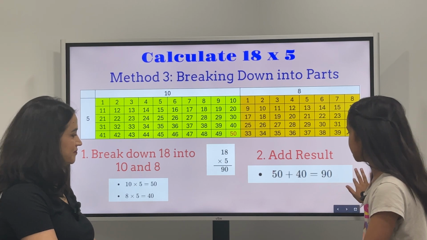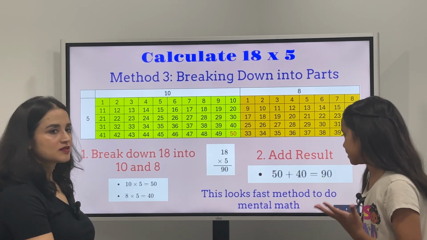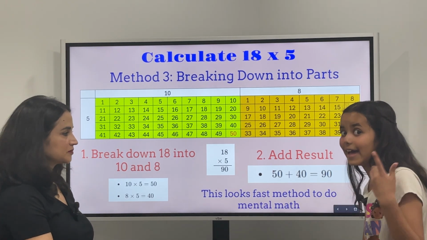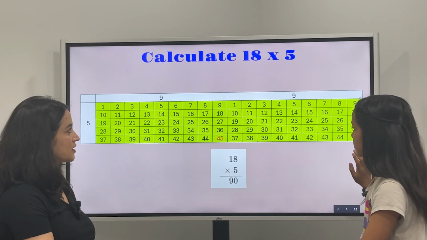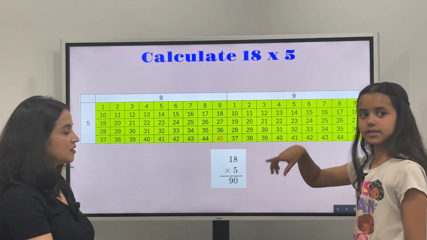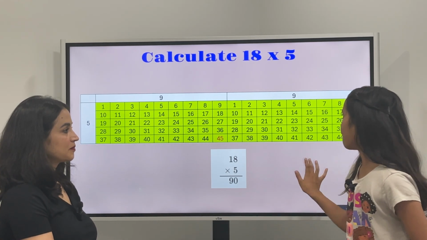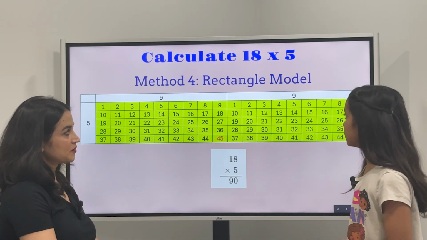50 plus 40, you add that. This looks like a fast method to do in mental math. So this is a good way. See, 9 plus 9 equals 18. What is the name of the method? Let's see. Method 4: rectangle model.